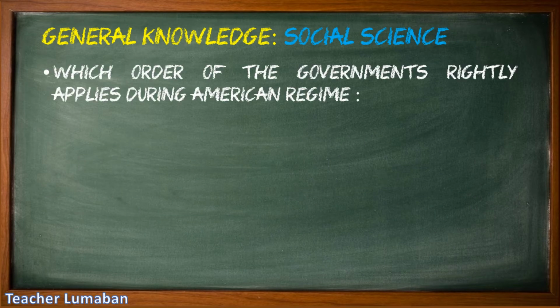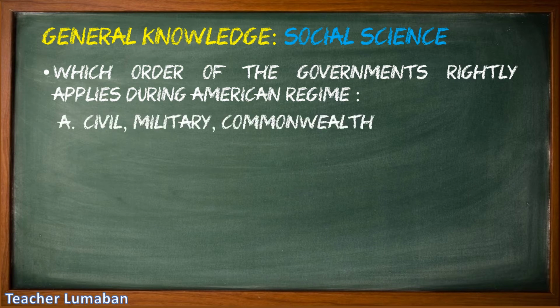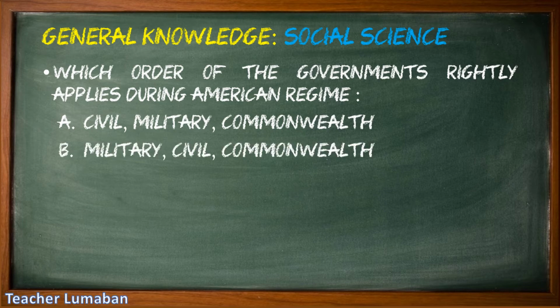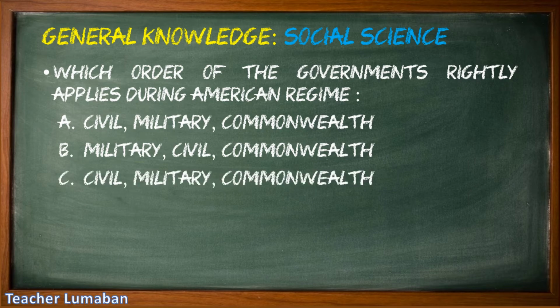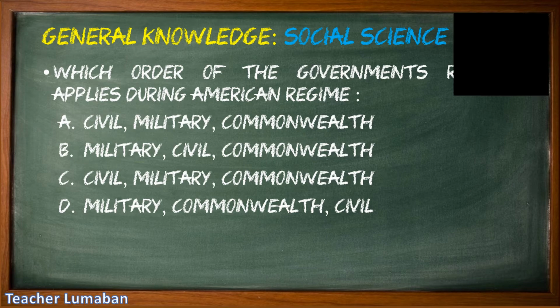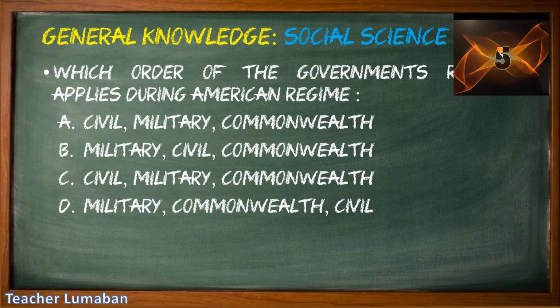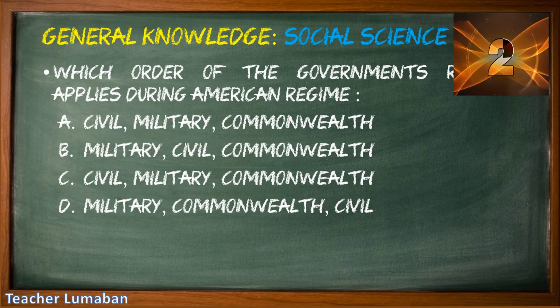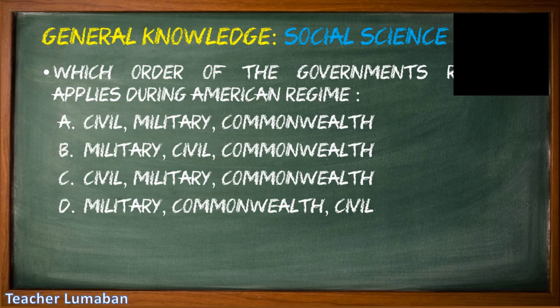Which order of the governments rightly applies during the American regime? Letter A, Civil, Military, Commonwealth. Letter B, Military, Civil, Commonwealth. Letter C, Civil, Military, Commonwealth. Letter D, Military, Commonwealth, Civil. Please answer in 5 seconds.